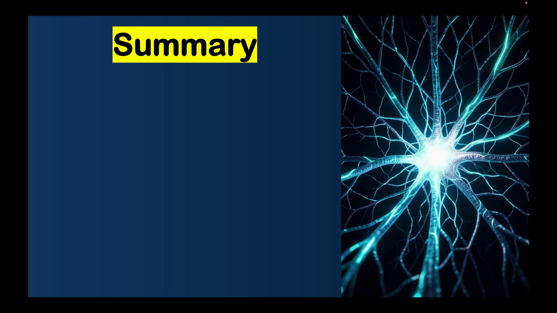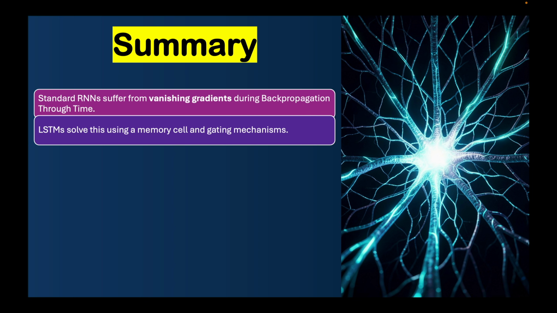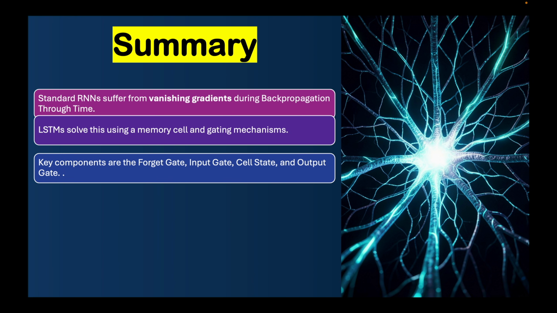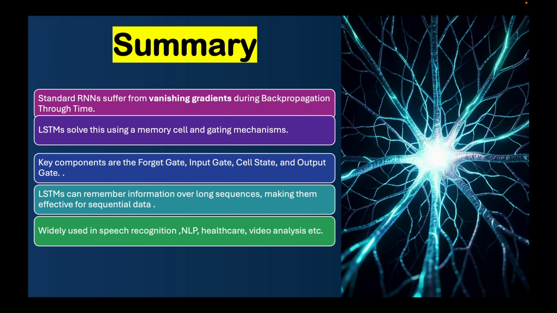Summary. Okay, this much for LSTM. Now let's summarize the key takeaways. Standard RNNs suffer from vanishing gradients due to backpropagation through time. LSTM solved this using a memory cell and gating mechanism. The key components are the forget gate, input gate, cell gate, and the output gate. LSTMs can remember information over long sequences, making them effective for sequential data. They are widely used in speech recognition, natural language processing, healthcare, video analysis, and so on.